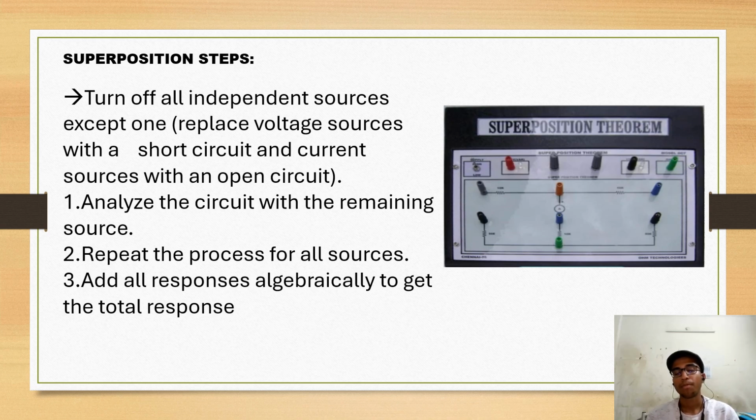This means to simplify complex circuits, we need to follow certain steps, which include: first, turn off all independent sources except one, replace voltage sources by a short circuit and current sources by an open circuit, calculate the individual response through each source, and add all of them algebraically.